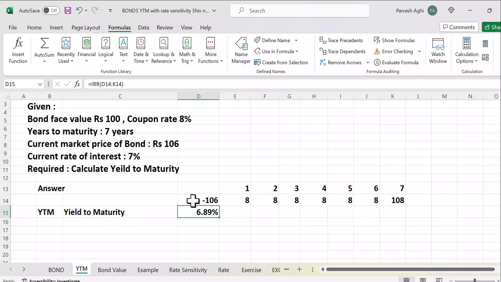So you're getting 6.89% yield to maturity. Though the coupon rate is 8%, you're getting 6.89% yield to maturity. Is that okay? Have you followed? Anand, is it clear? Yes, sir. Okay. Then this was to calculate the yield to maturity.